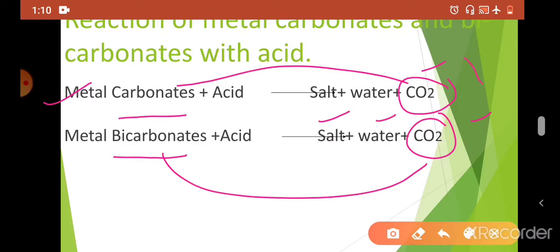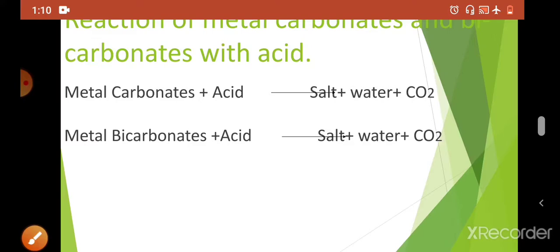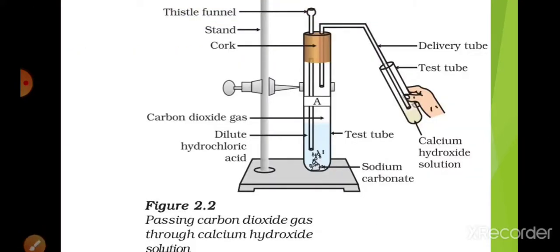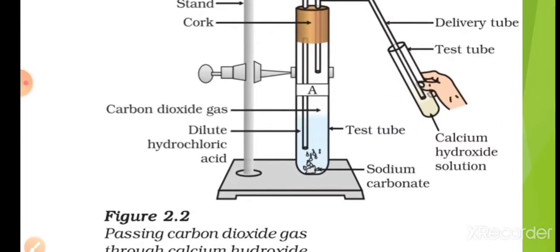So this one is the general reaction. Note this down, which is given in your textbook also. Reaction of metal carbonates or metal bicarbonates with acid. Metal carbonates plus acid gives you salt plus water plus CO2. Metal bicarbonates plus acid also gives the same. If we see the specific example, again one experiment is coming up. So here you can see what we can see in the apparatus.